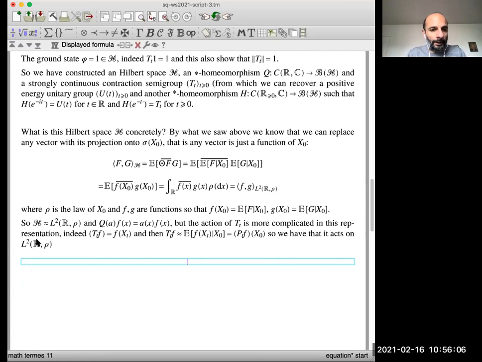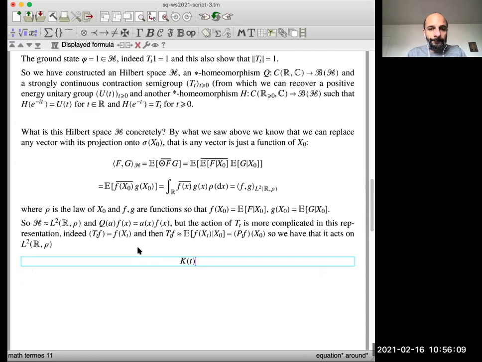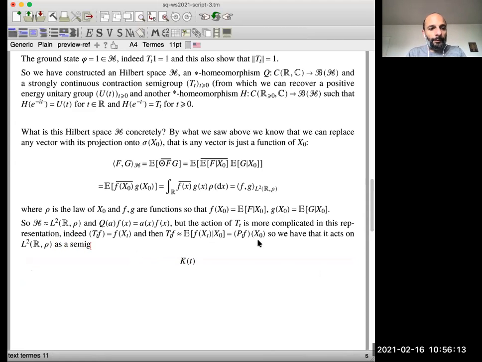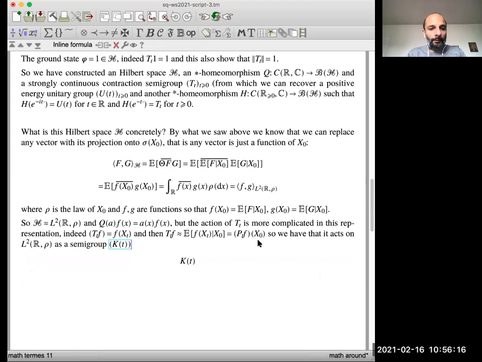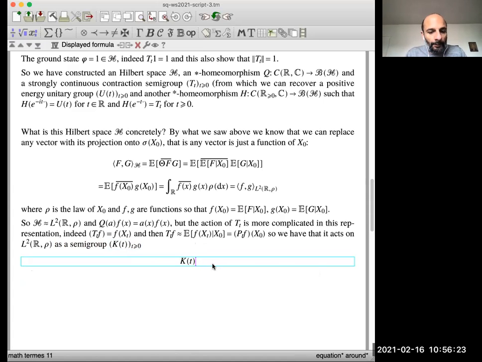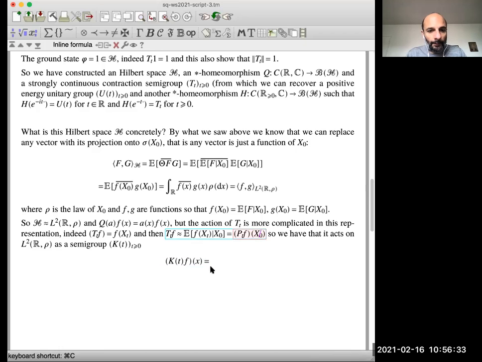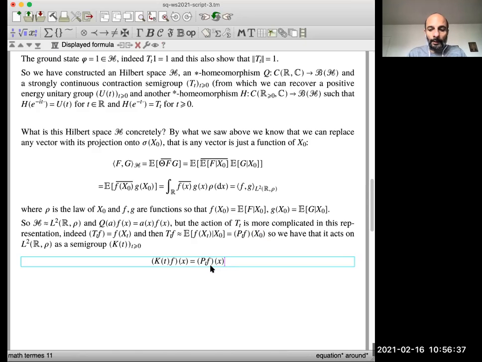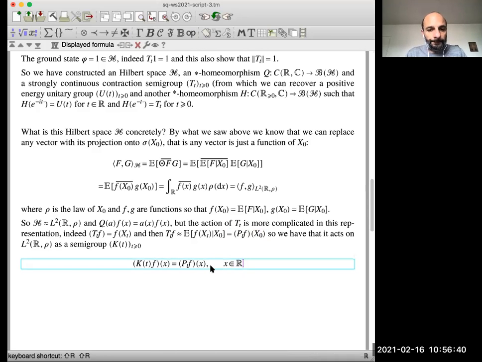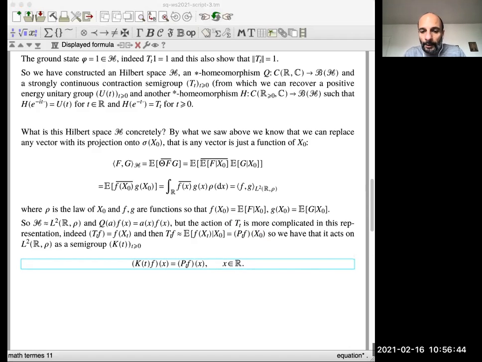So if you look at this representation, what happens? It has a semigroup, K_t. This semigroup should depend on a function of only a real number. And how does it look? It looks like what you expect. It's just P_t of f, and x is real. Actually, it's in the support of. You can take it like this. I think this is what I wanted to say.